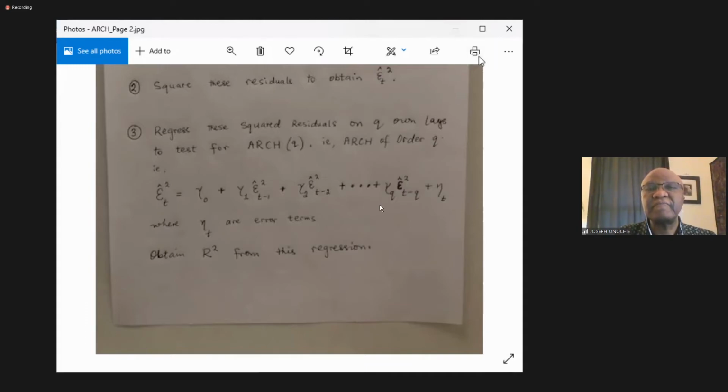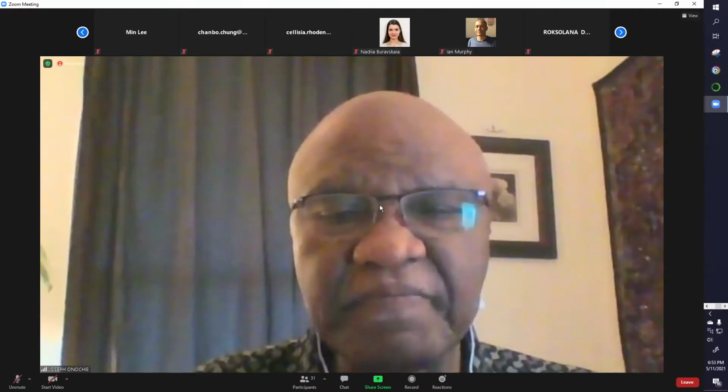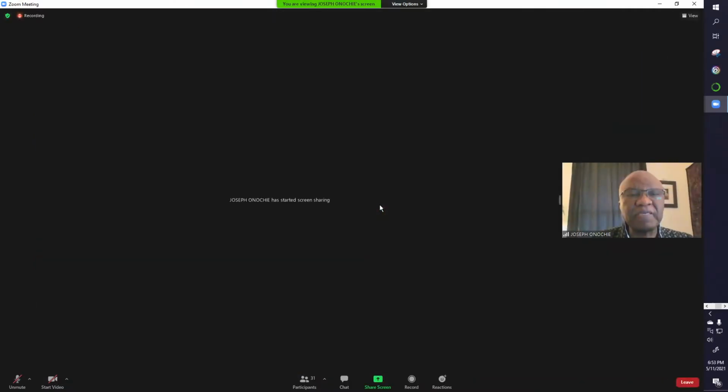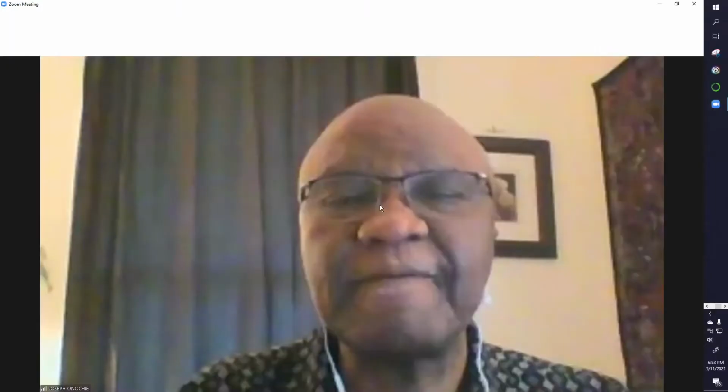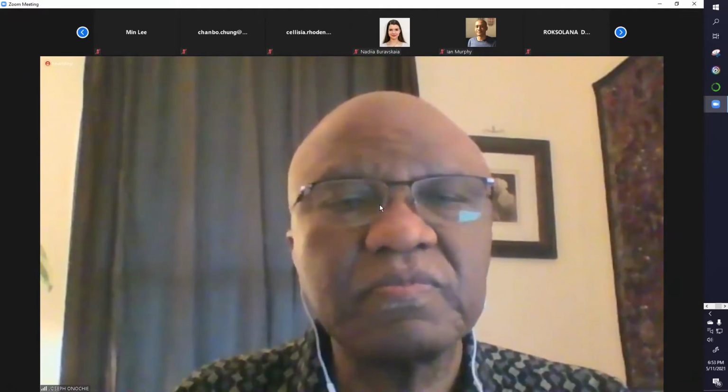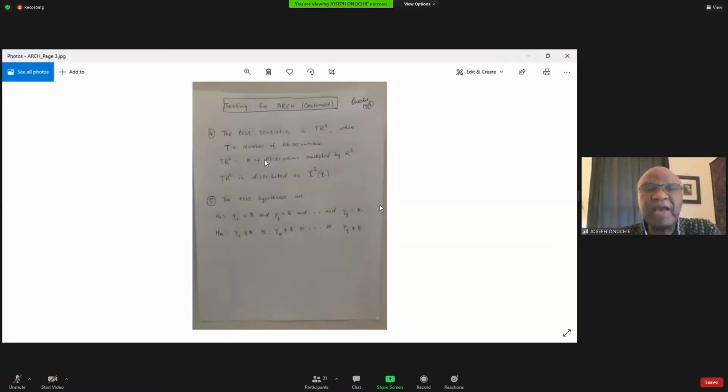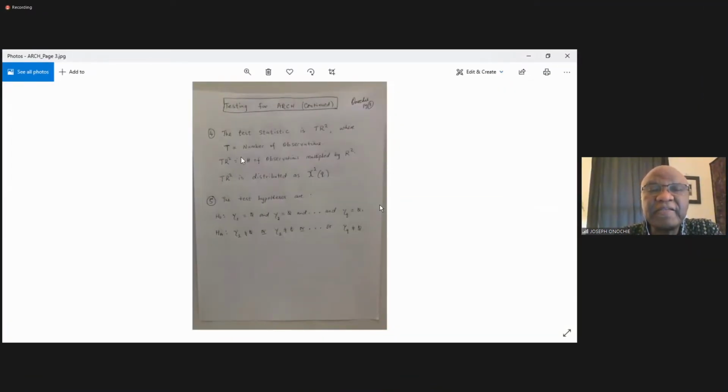Okay, and then you multiply the R squared by the number of observations. Sorry, I made a mistake. So you multiply the R squared by the number of observations, and this R squared multiplied by the number of observations should follow a chi-squared distribution. But typically, all you do when you do this test is look at the p-value. If it's very small, less than 0.05 at the 5% level of significance, we reject the null. If the p-value is larger than 0.05, we fail to reject the null.